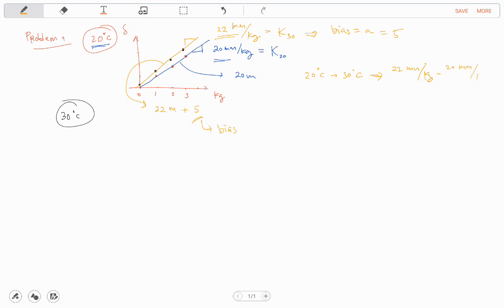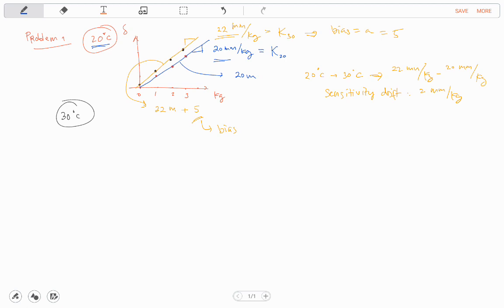And for the two calibrations from 20 degrees to 30 degrees Celsius, there is a drift of the sensitivity from 20 to 22 millimeter per kilogram. So there will be a sensitivity drift of about 2 millimeter per kilogram.